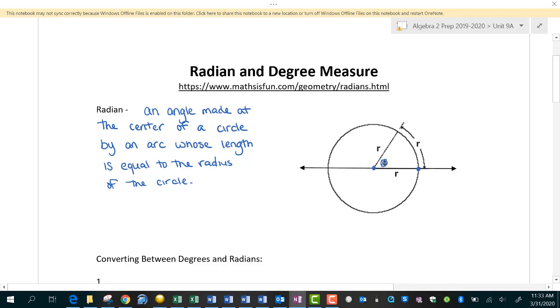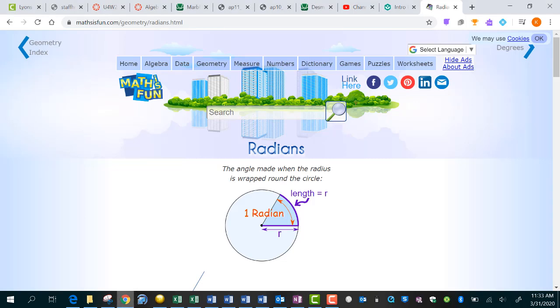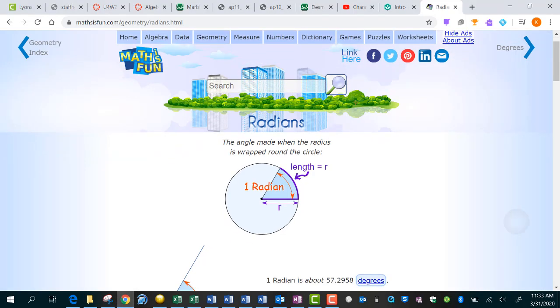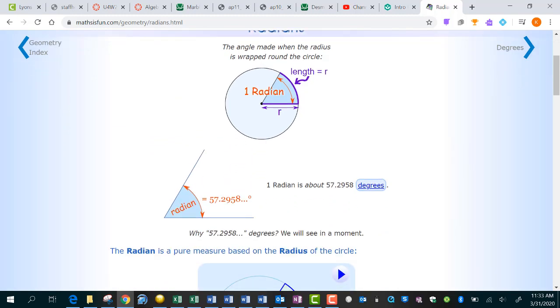And I have a nice website that I think does a better job of showing this and illustrating it. So I'm going to pull that up. It's just on mathisfun.com. So if you want, you can always copy this address here too to look at it. So here it says a radian is the angle made when the radius is wrapped around the circle. So the length equals R. Now a radian is about 57.295 degrees.